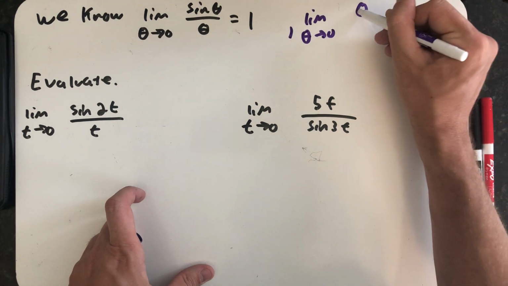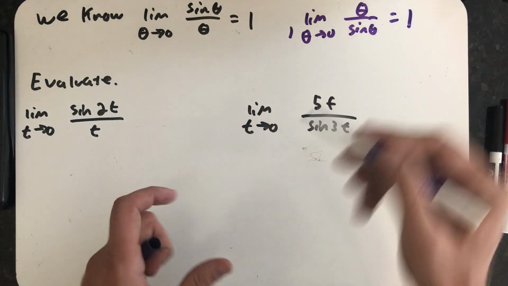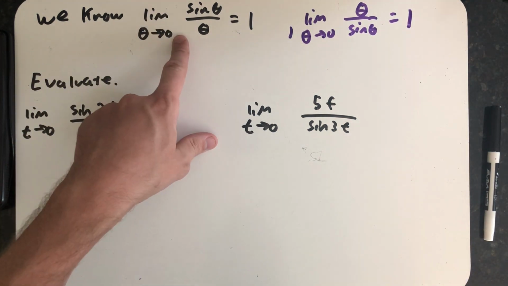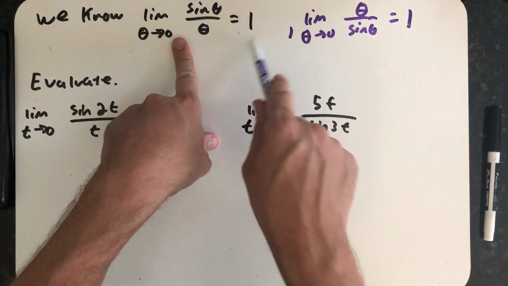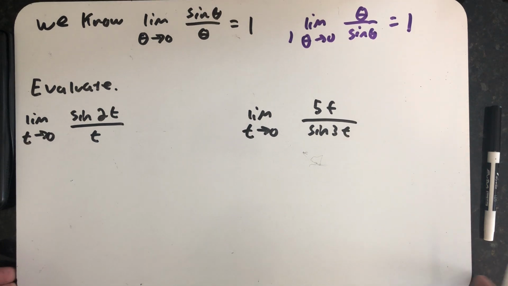One observation I want to make right away is that if this limit is true, then this limit is also true, because the reciprocal of 1 is 1. So if I see a sine theta over theta, theta is going to 0, I know it's 1. Also, if I flip it upside down, I know that will still be true.